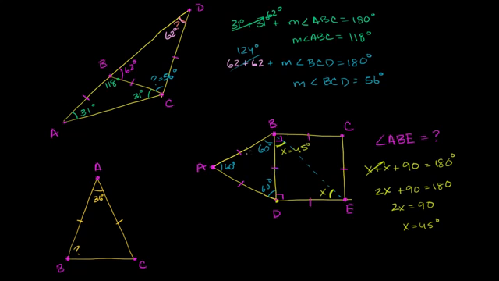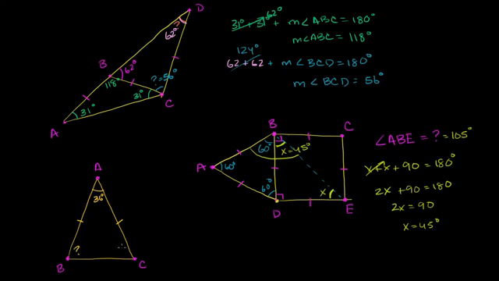And then we're done, because angle ABE is going to be equal to the 60 degrees plus the 45 degrees. So it's going to be this whole angle, which is what we care about, angle ABE is going to be 60 plus 45, which is 105 degrees.